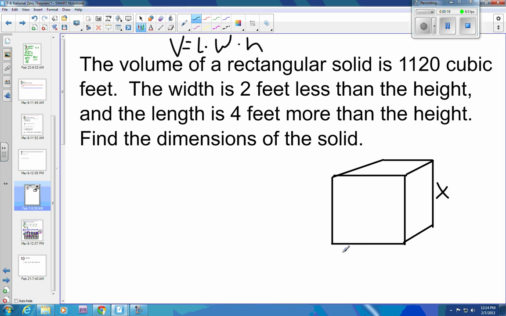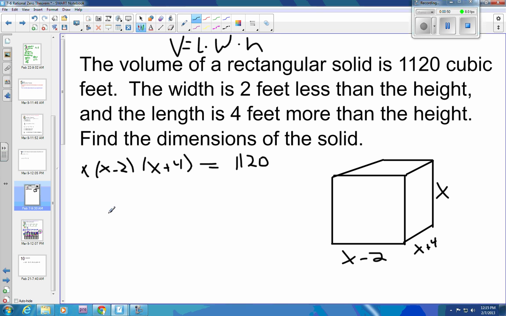We can use x minus 2 for width, since width is 2 feet less than the height, and x plus 4 for length, since it is 4 feet more than the height. Okay, so there are our dimensions of our cube there, or a rectangular prism. So that means that x times x minus 2 times x plus 4, all of that would be equal to the volume, which is 1,120.